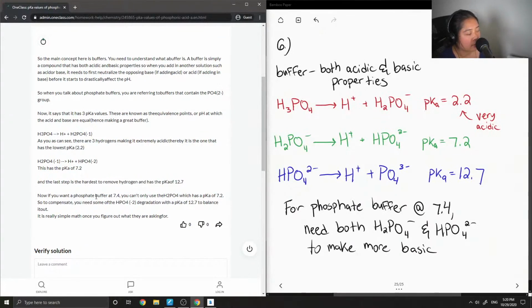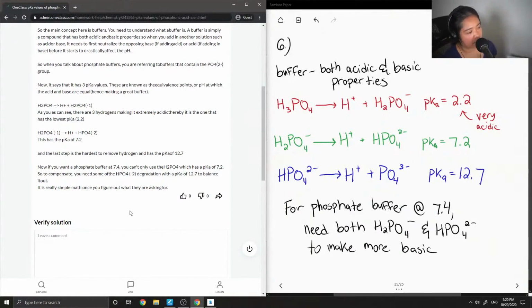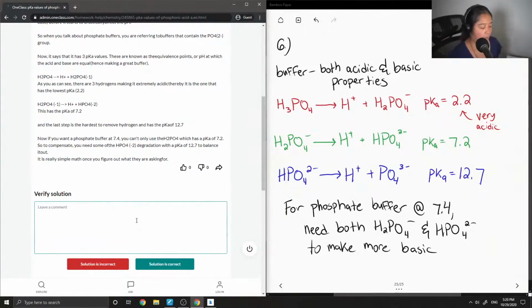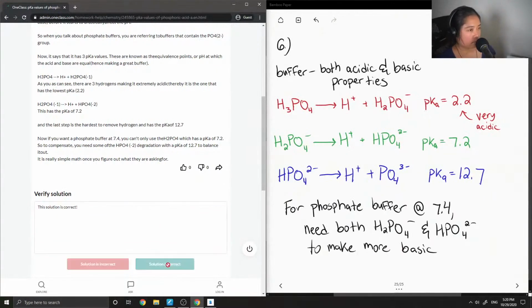If you want a phosphate buffer at 7.4, you can't only use H2PO4 minus, which has a pKa of 7.2. So to compensate, you need some of the HPO4 2 minus with a pKa of 12.7 to balance it out. This solution is correct. Okay, so let's move on.